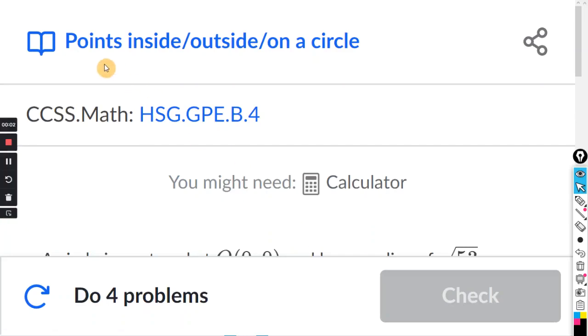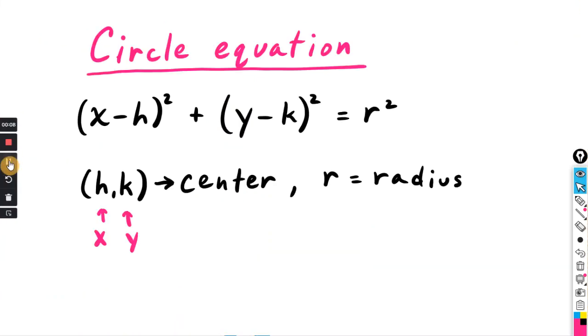This will be for the exercise on points inside, outside, and on a circle. So please write this down. This is the circle equation: (x minus h) squared plus (y minus k) squared equals r squared. h comma k are the x and y coordinates for the center of the circle, and r is the radius of the circle. So r is basically the length of the radius.